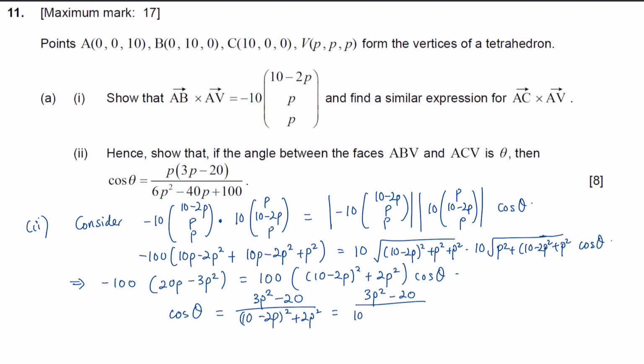So this is 100 minus 40p plus 4p squared, then plus another 2p squared. Right, it does work. Oh, but they want it in that form, so let's give it to them: 3p minus 20 over 6p squared minus 40p plus 100.